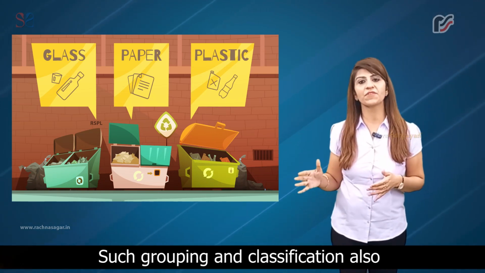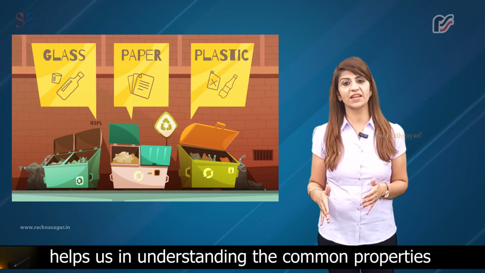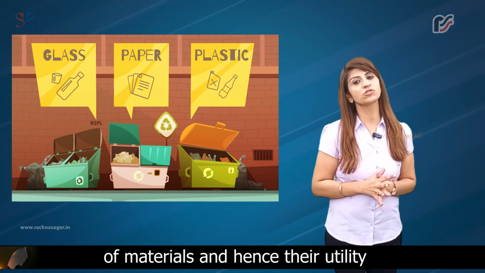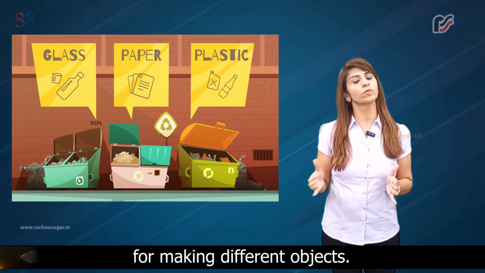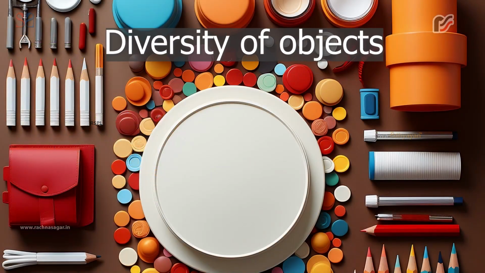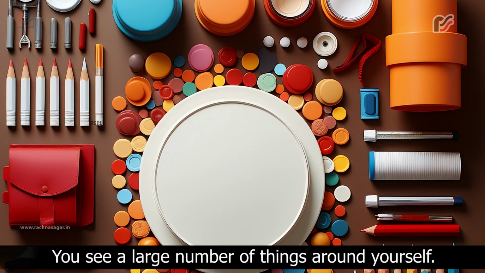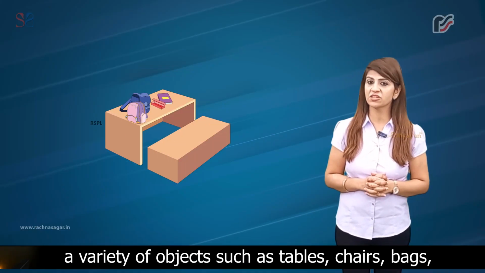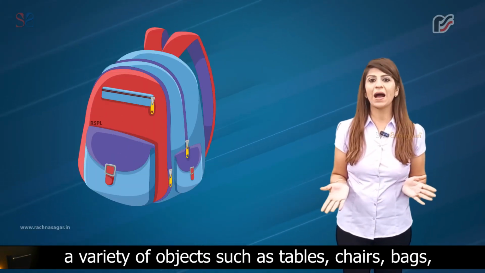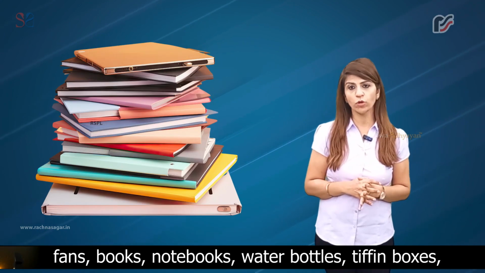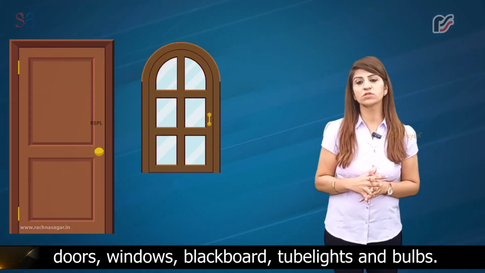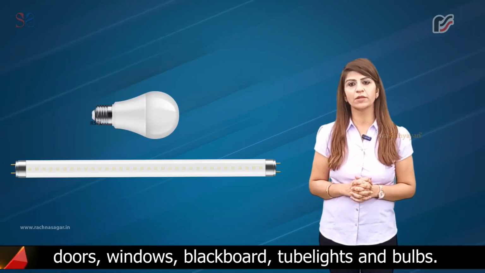Such grouping and classification also helps us in understanding the common properties of materials and hence their utility for making different objects. Diversity of objects. You see a large number of things around yourself. If you are in a classroom, you might see a variety of objects such as tables, chairs, bags, fans, books, notebooks, water bottles, tiffin boxes, doors, windows, blackboard, tube lights, and bulbs.